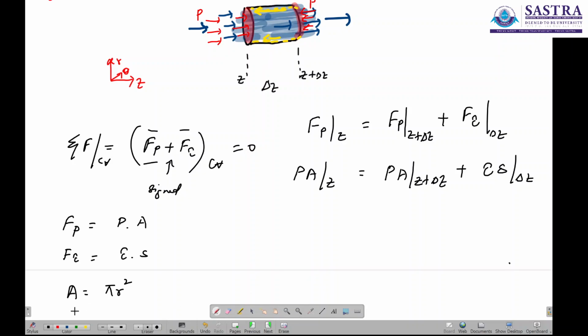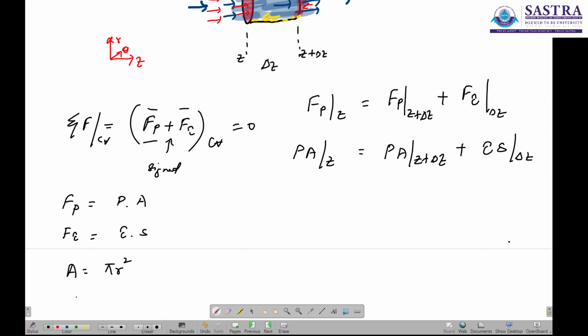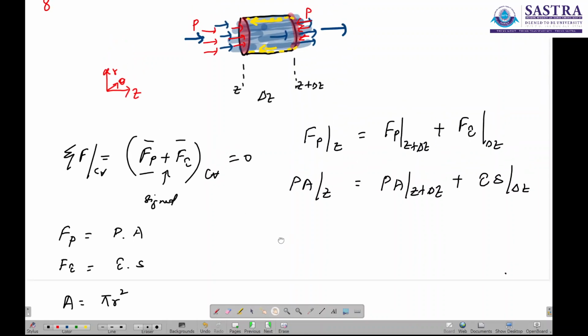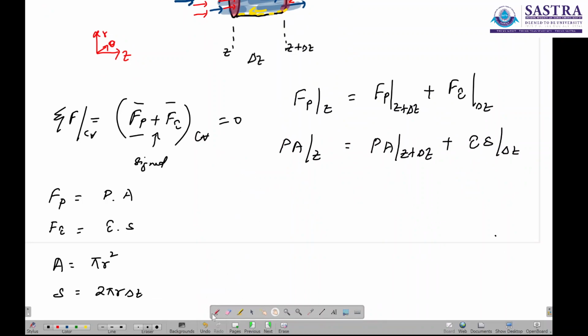So the lateral surface area wherein the shear stress acts is given by 2 pi r into the spacing of the cylindrical element delta z. So let's substitute here. So P times pi r square at z equals P times pi r square, both evaluated at z plus delta z, plus tau times 2 pi r into delta z, and this is what we get. Now what we are going to do is divide by the volume of the control volume that you have taken.